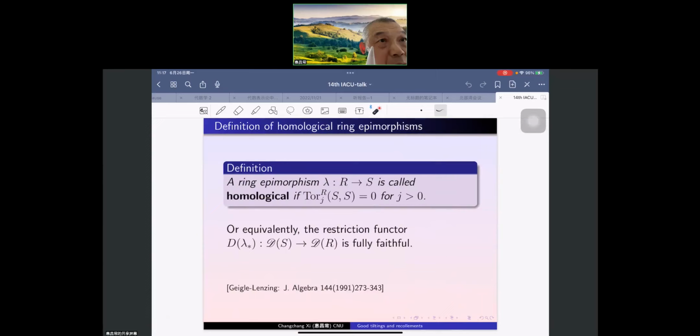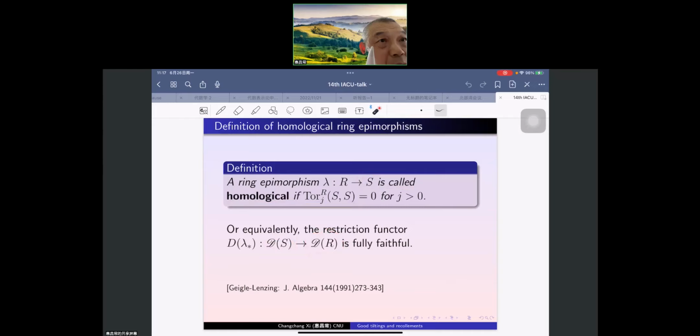So here we have seen the notion of homological ring epimorphism. Let's recall the definition. The ring epimorphism λ is called a homological ring epimorphism if Tor_j vanishes for any j bigger than zero. This is equivalent to saying the derived category of S can be considered, using this natural embedding functor, as a full subcategory of the derived category of R.